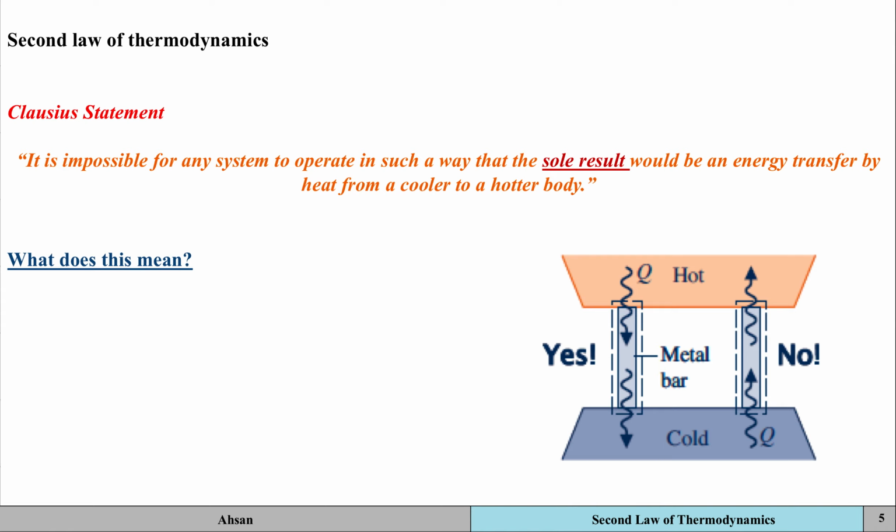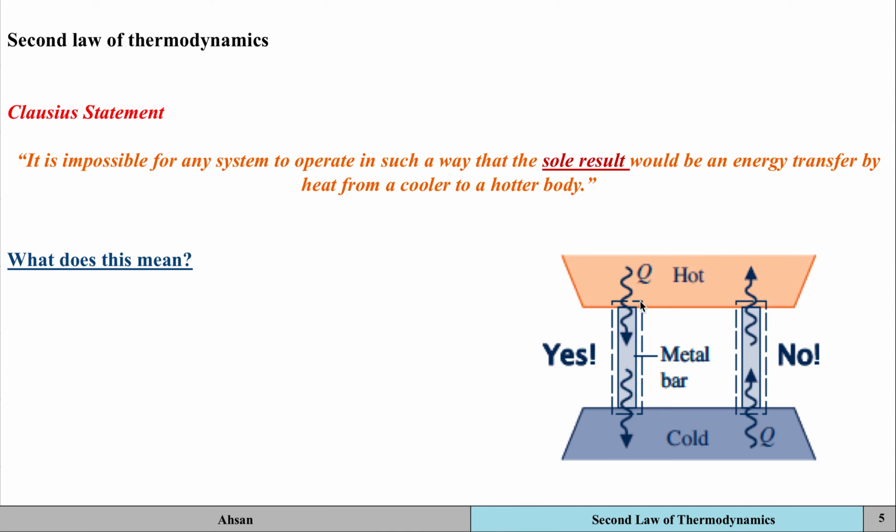And then the second law of thermodynamics, it has different statements. The two most basic ones are the Clausius statement and the Kelvin-Planck statement. The Clausius statement tells us that it is impossible for any system to operate in a way that the sole result would be an energy transfer by heat from a cooler to a hotter body. This is the statement. The focus is on the sole result.